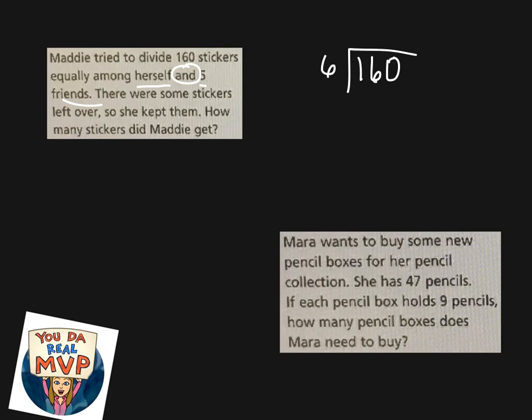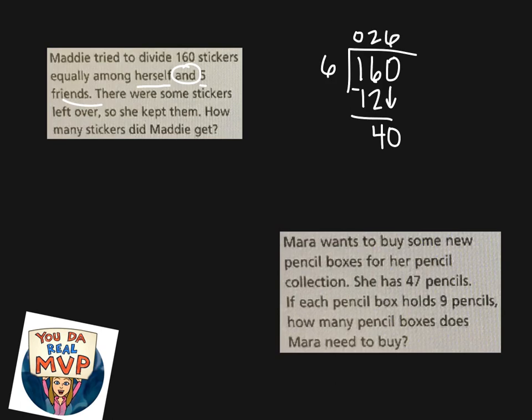Okay, does 6 go into 1? Nope, put up a 0. 0 times. Does 6 go into 16? Yes, the closest I can get is 2. 6 times 2 is 12. Subtract. 16 minus 12 is 4. Bring down 0, creating the number 40. 6 going into 40. 6 times 7, too much. 6 times 6. Yes, that'll work.